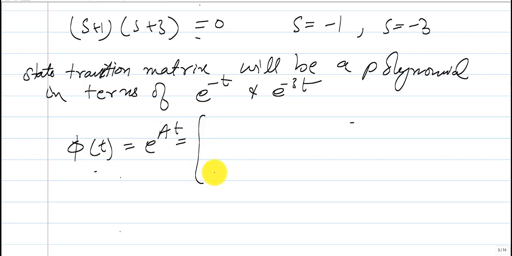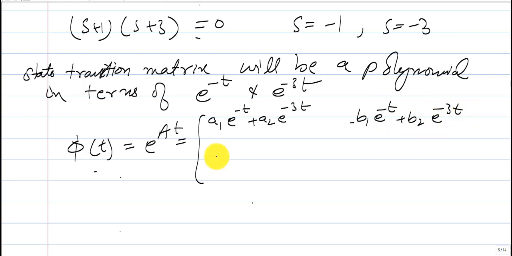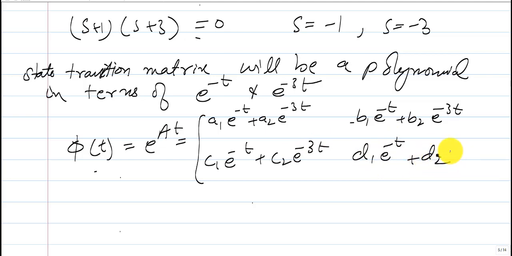So we just write the coefficients: a1 e raised to the power minus t plus a2 e raised to the power minus 3t, and similarly here b1 e raised to the power minus t plus b2 e raised to the power minus 3t, and c1 e raised to the power minus t plus c2 e raised to the power minus 3t, and this is d1 e raised to the power minus t plus d2 e raised to the power minus 3t.